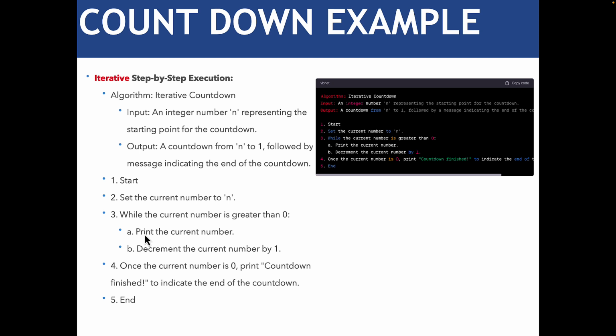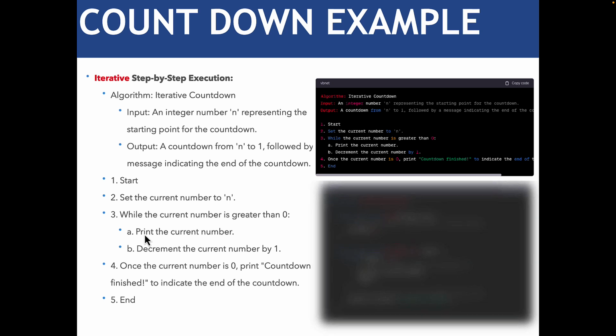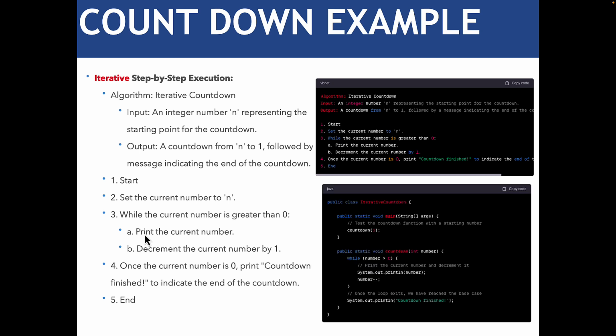And decrement the number by 1. You can do n minus minus or n equal to n minus 1, or whatever language you want to translate it to. And once the current number is 0, print countdown finished. It's clear, right? Now, I can do that in Java. I will write a main class, a main function, and public static void countdown, while number greater than 0, system.out.println number, number minus minus, decrement the number, and finally print the countdown is done. This is the way we do problem solving. So this is the iterative approach.